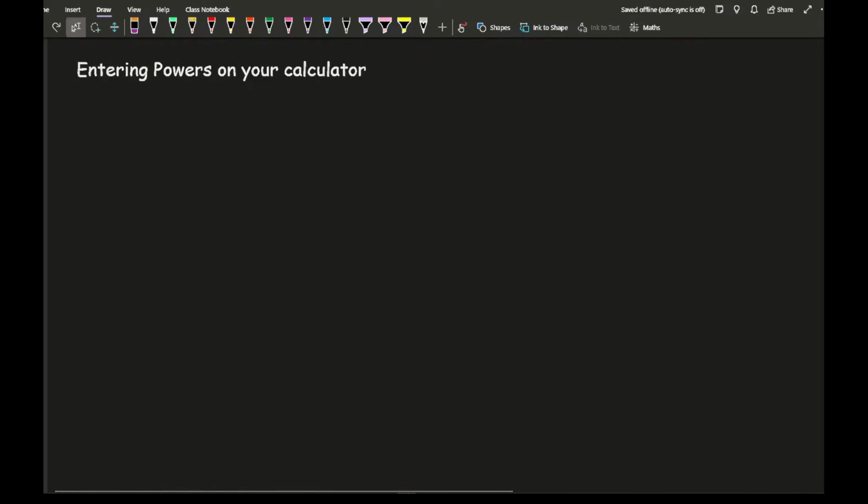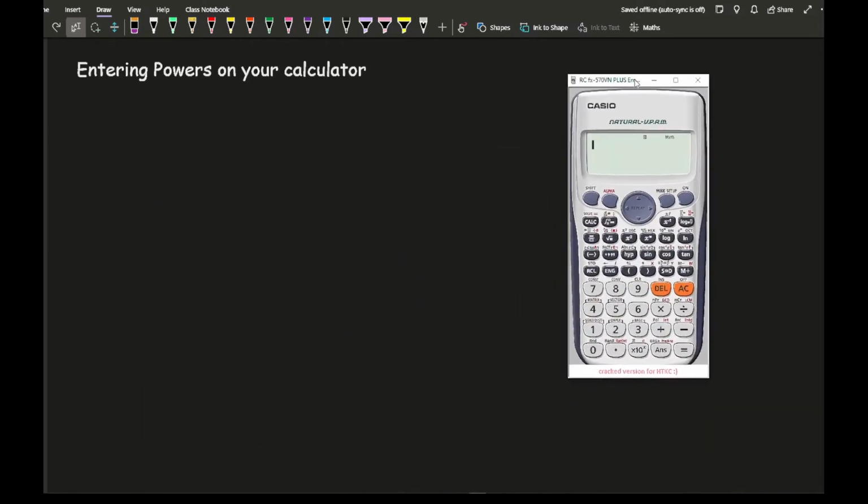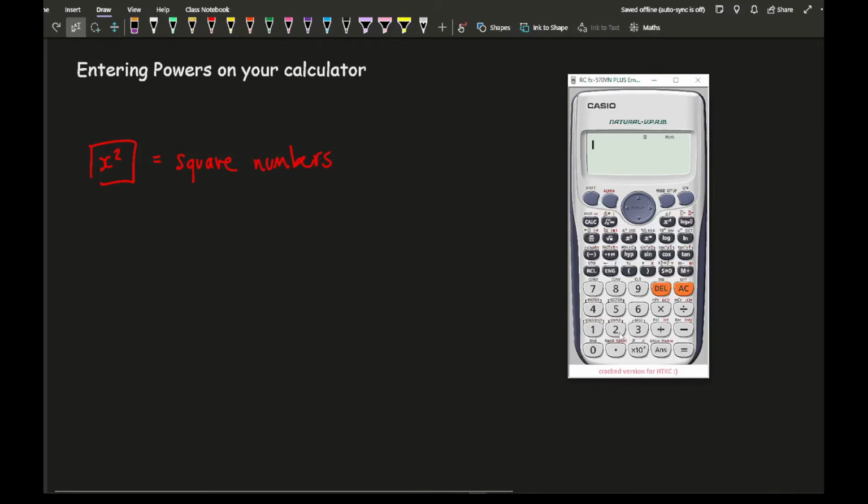Now when entering powers on your calculator, let's get my calculator. Your calculator will be different because there are loads of calculators out on the market, but hopefully you would own a scientific calculator. In terms of powers of 2, you may have a button that looks like this, and this is to square numbers. My square button is just here. So if I want to do 5 squared, I just press that button.